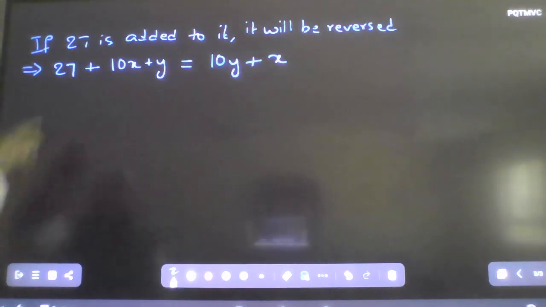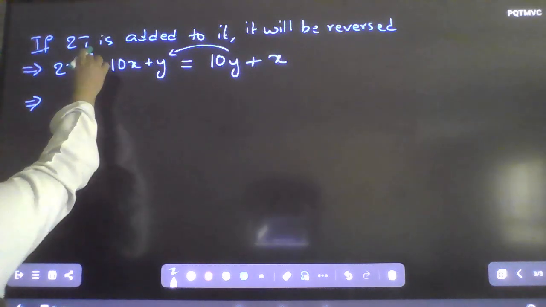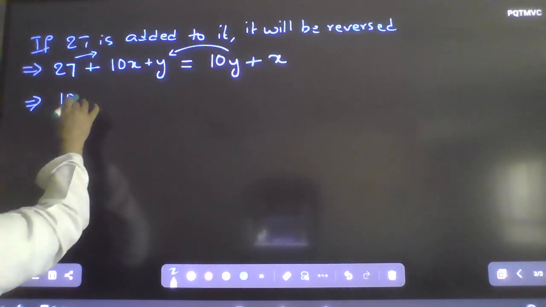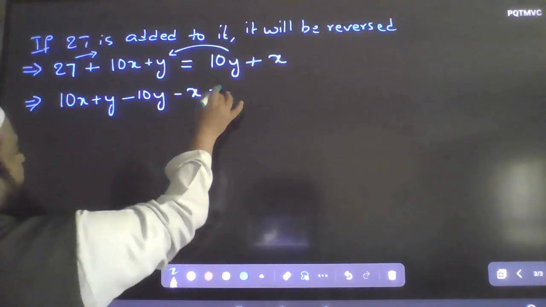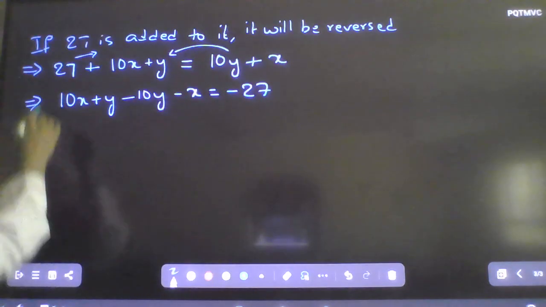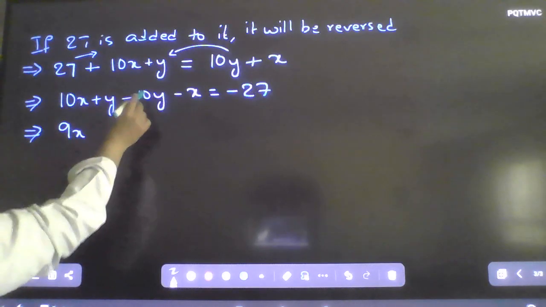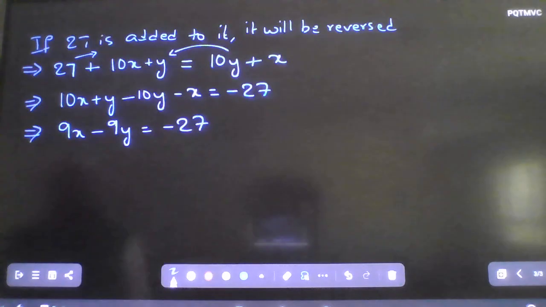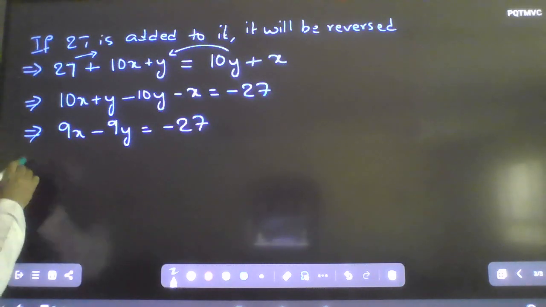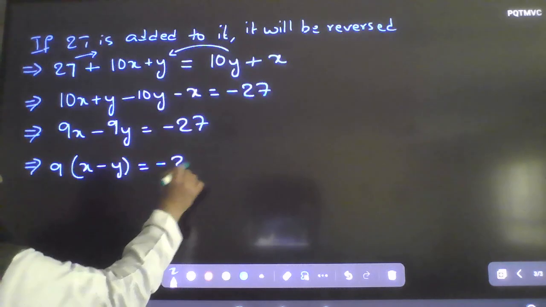Since you can transpose anything, let me transpose. So 27, let me transpose to the right hand side. You have 10x plus y minus 10y minus x is equal to minus 27. 10x minus x is 9x, y minus 10y is minus 9y, is equal to minus 27. You have 9 common over here. Let us take 9 common. So it will be x minus y is equal to minus 27 by 9.